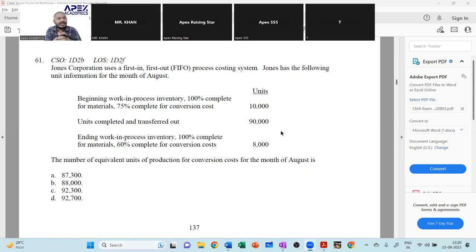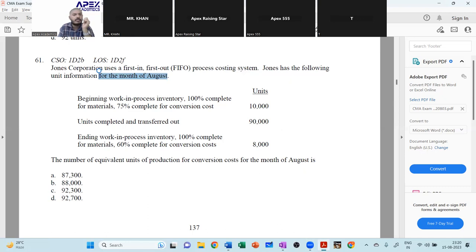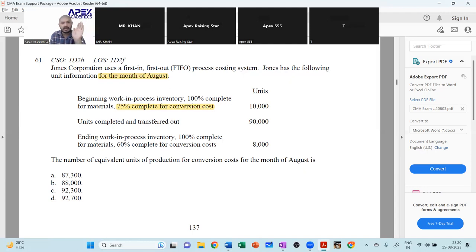Let's go ahead. Question 61. Jones Corporation uses a FIFO process costing system. They've told you that they are using FIFO. Jones has the following unit information for the month of August. Beginning WIP inventory is 100% complete for materials and 75% complete for conversion costs. Why are they writing like this, saying 100% complete for one and 75% complete for the other? Don't worry. I will discuss that in depth with you after this particular example is over. But right now, let's pay attention.